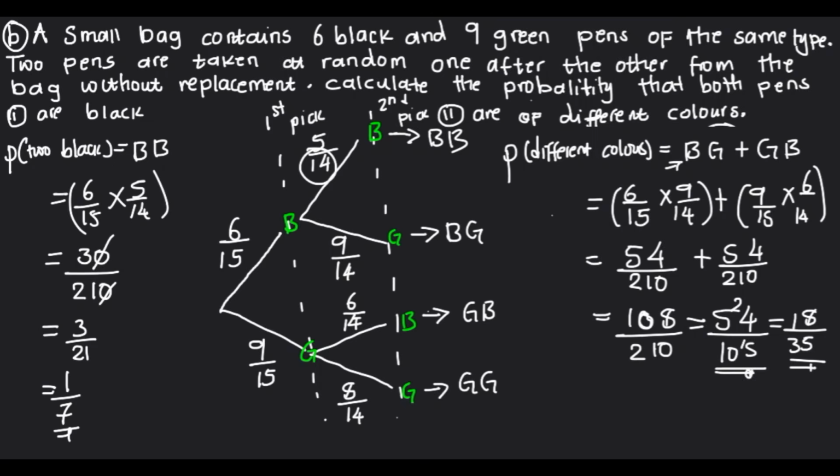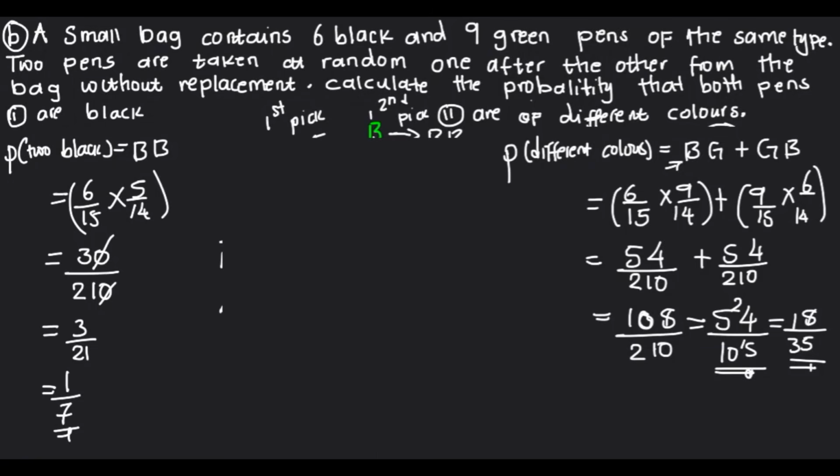Okay, maybe let's look at how can we find the same answer. So what can we do? So what we can do is we can find the probability of picking 2 pens of the same color, where we have black and green all together. So let's do this mathematics. So let's find the probability of picking these of the same color.